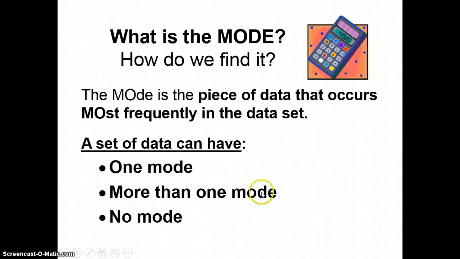It could have more than one mode, so maybe 2 sixes and 2 eights appear. So 8s appear twice, 6s appear twice. And that's the most often that happens. So there could be 2 or even 3 modes or 4, it doesn't matter. Or no number appears more than once. That's no mode. We'll go over some examples of those.